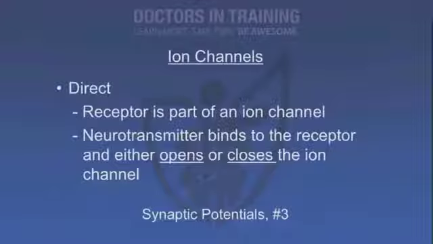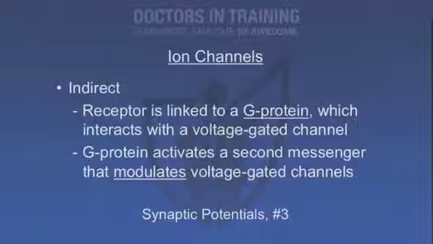So in the central nervous system, most receptors are linked to some type of ion channel. And that can be an indirect link or a direct link. In some cases, the receptor is actually part of an ion channel, so the neurotransmitter binds to that receptor and it opens or closes the ion channel. Then you have a lot of G protein linked receptors in which the receptor is linked to a G protein, and that G protein interacts with a voltage gated channel, or the G protein activates a second messenger that then modulates voltage gated channels. In any case, binding of transmitter to receptor results in rapid but transient opening of ion channels.